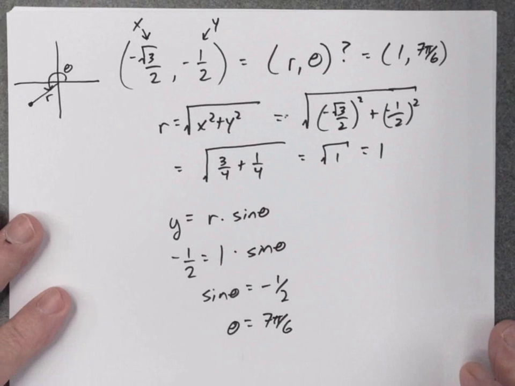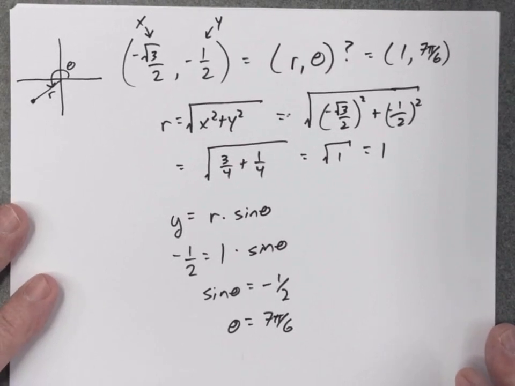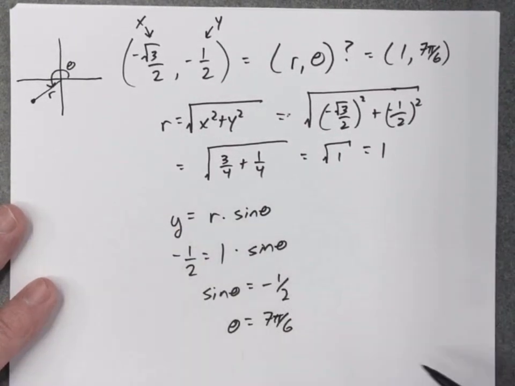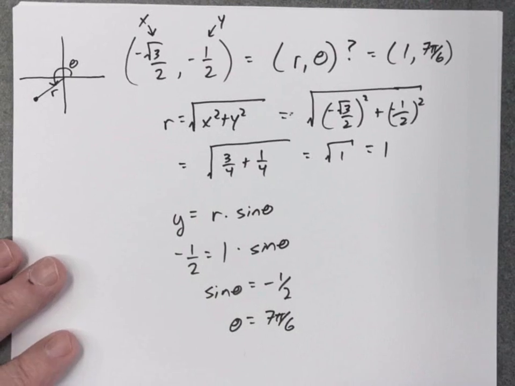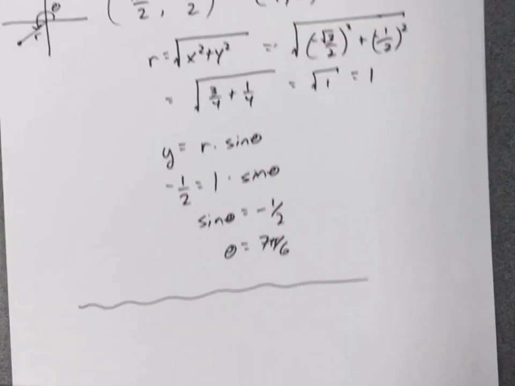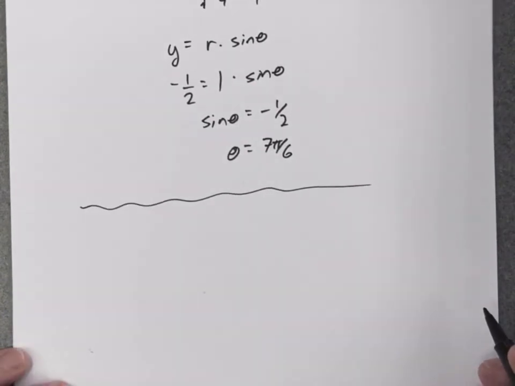So going from rectangular coordinates to polar coordinates, not that difficult. The r is very straightforward. To find the angle, you have some choices. Try and be smart, and that'll make it easier on you. Now let's go the other way. Let's go from polar coordinates to rectangular. And this is even easier. This is really the easier one to do.